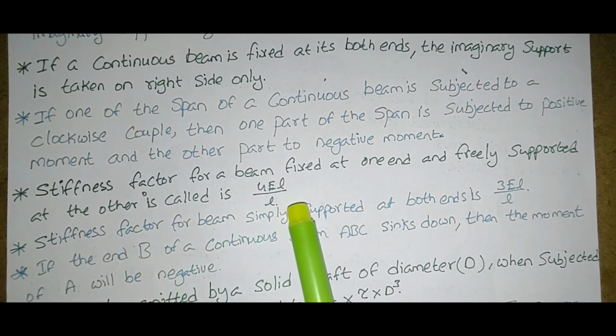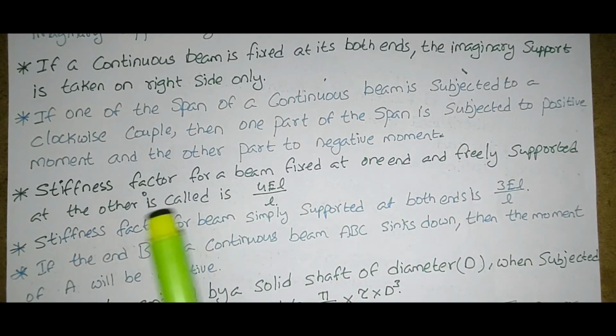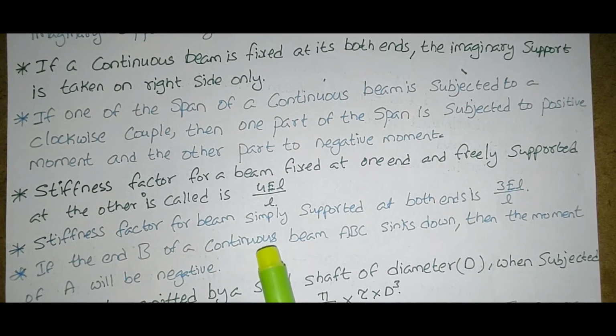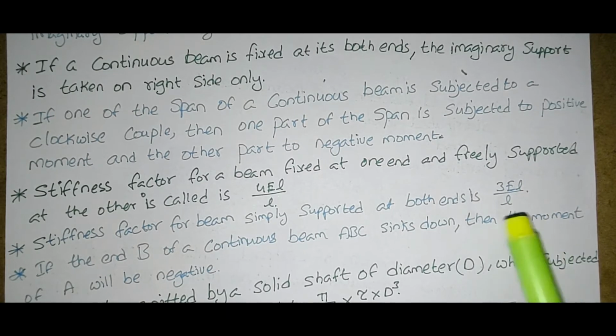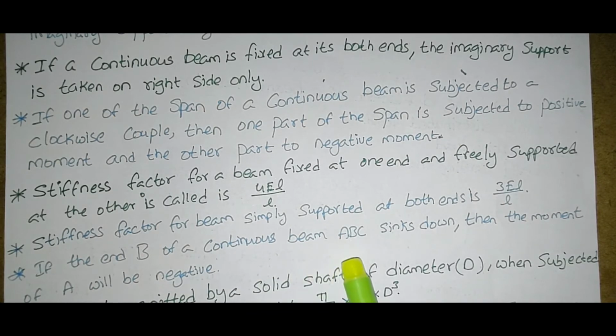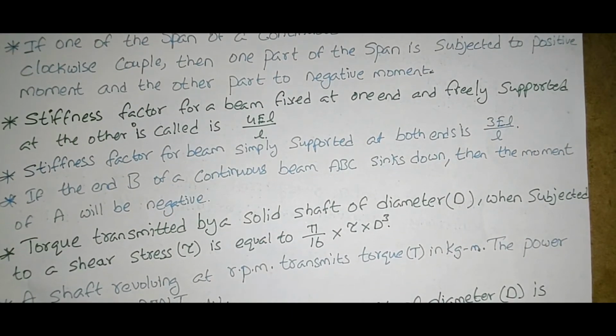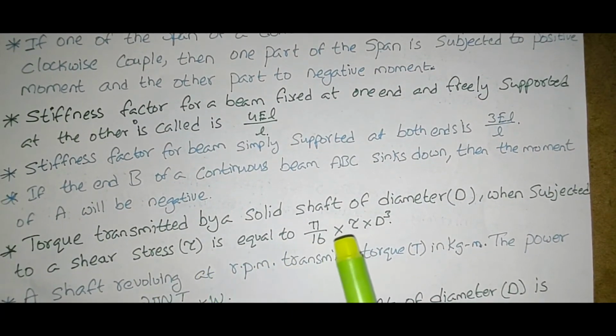Stiffness factor for a beam fixed at one end and freely supported at the other is 4EI by L. Stiffness factor for a beam simply supported at both ends is 3EI by L. If the end B of a continuous beam ABC sinks down, then the moment of A will be negative. Torque transmitted by a solid shaft of diameter d when subjected to a shear stress tau is equal to pi by 16 into tau into d cube.